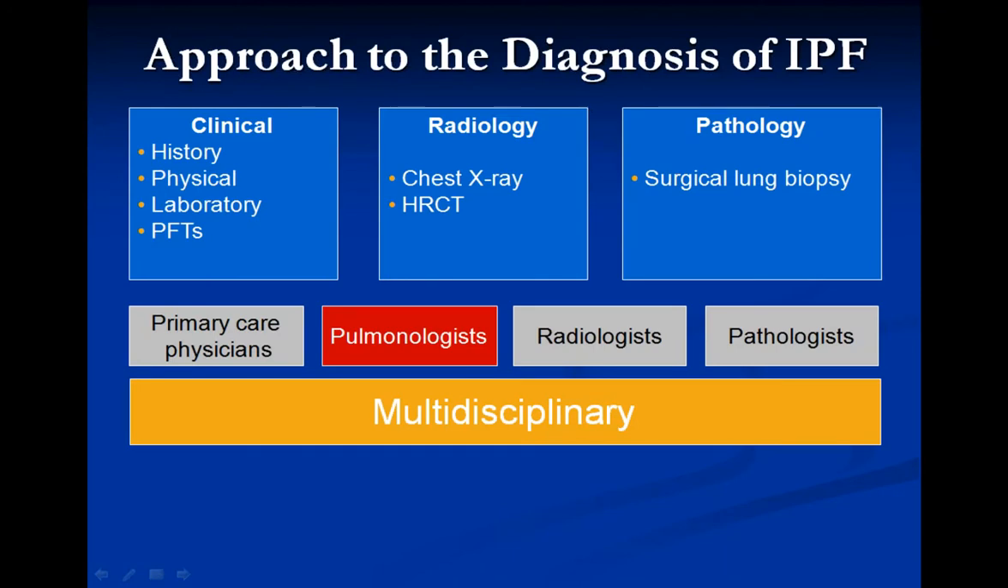Firstly, the clinical approach. You have to take proper history, proper physical examination, proper lab investigations, and pulmonary function tests. We have to evaluate all of this. Afterwards, we have to see radiological investigations like chest X-ray, HRCT, and finally, if required, surgical lung biopsy. But lung biopsy has to be limited to a very few group of patients. From a good history, a good physical examination, and the radiological point of view, chest X-ray and HRCT scans, in the majority of patients you can come to a good diagnosis.